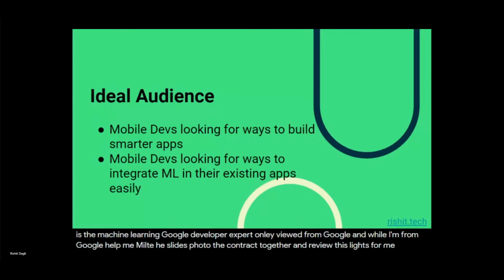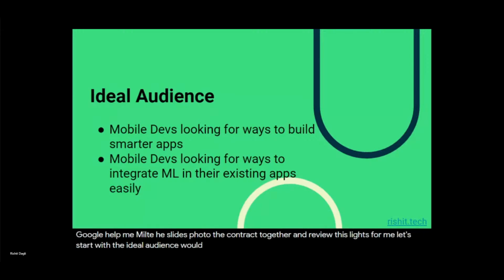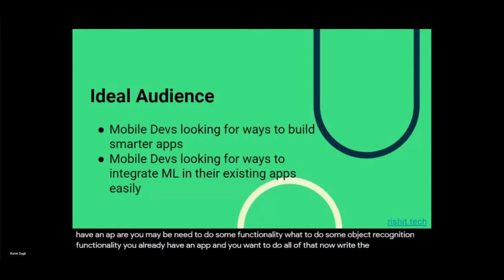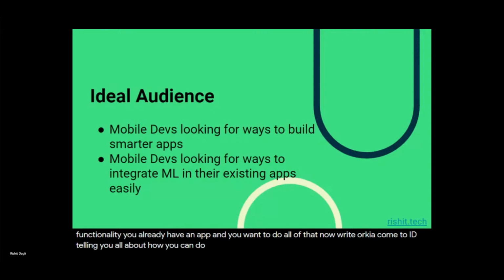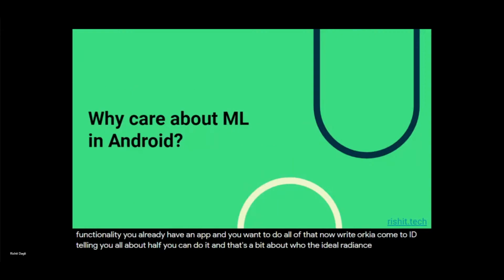So let's start with who the ideal audience would be for this talk. It would essentially be mobile developers who are looking for ways to build smarter applications, and mobile developers who are looking for ways to integrate machine learning or ML in their existing apps very easily. So if you have an app where you maybe need to do some OCR functionality or want to do some object recognition functionality, you already have an app and you want to do all of that now, then this is the right talk you have come to. I'll be telling you all about how you can do it. And that's a bit about who the ideal audience would be for this talk.